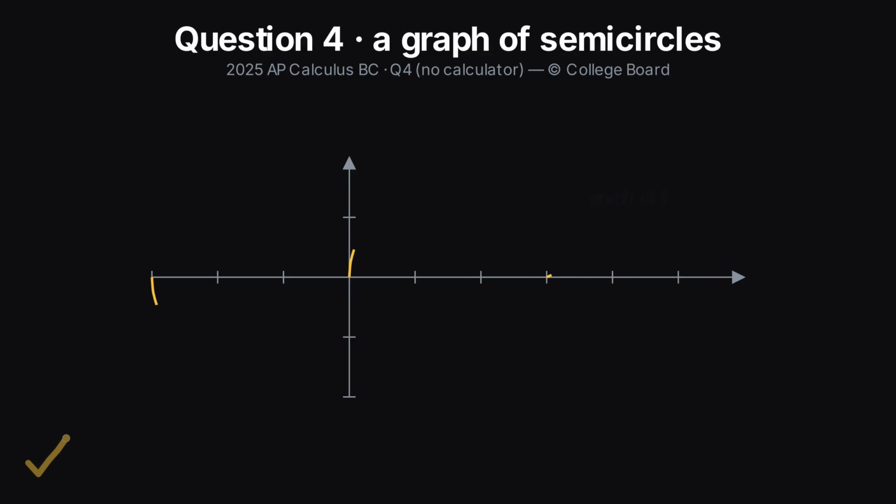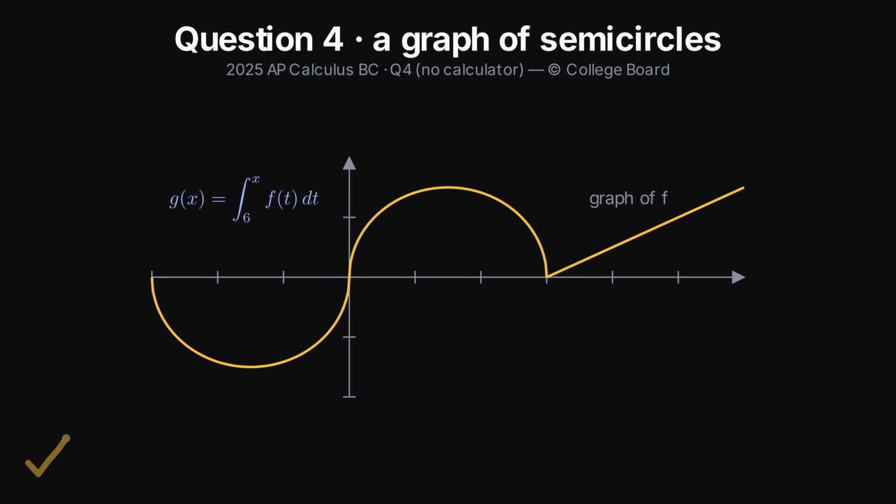Question 4. No calculator. The graph of f is 2 semicircles and a line, a lower semicircle from -6 to 0 and upper one from 0 to 6 and a line up to 12. And g of x is the integral of f from 6 to x. Part A. By the fundamental theorem, g prime of 8 is just f of 8. On the line, that's (8 minus 6)/2 equal to 1.